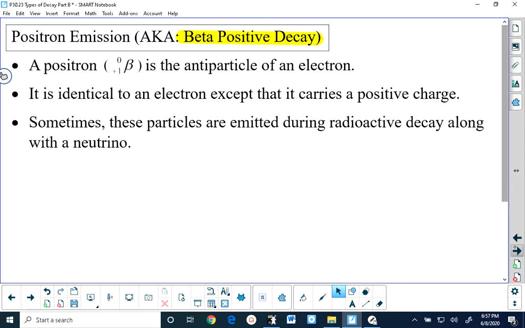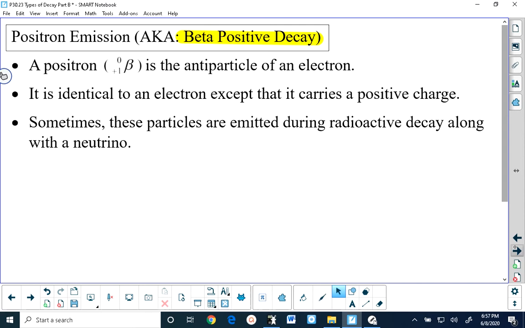Well, it turns out that an anti-electron is called a positron. And what a positron is, is basically an electron that's positive. And I know that probably doesn't make a lot of sense, because if it's positive, it's not an electron. But everything about a positron is identical to the same properties of an electron.